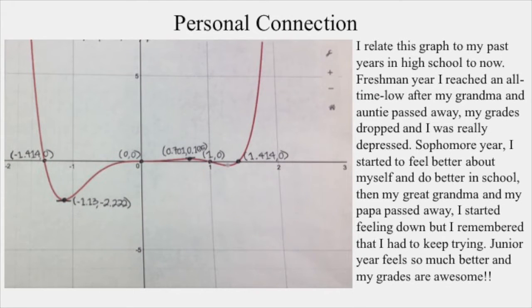I relate this graph to my past years in high school to now. Freshman year, I reached an all-time low after my grandma and auntie passed away. My grades dropped and I was really depressed. Sophomore year, I started to feel better about myself and do better in school. Then my great-grandma and my papa passed away.